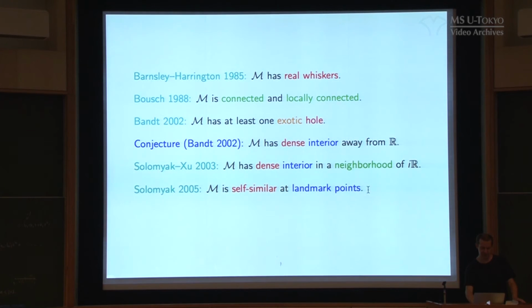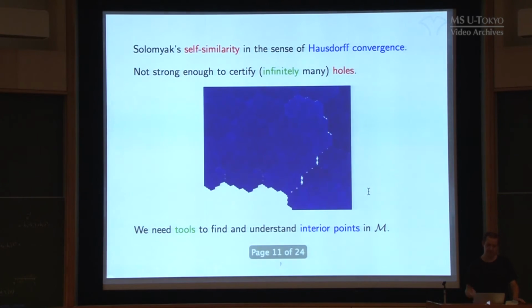Solomyak proved the self-similarity of M at certain kinds of points that Bandt calls landmark points. So there's a natural strategy to try to prove that there are infinitely many holes. Try to find an apparent limit of a sequence of holes at one of these landmark points, and then use the self-similarity to show that numerically there's one hole, and then the image of that hole under these self-similar sets should give you infinitely many holes which converge down to that limit.